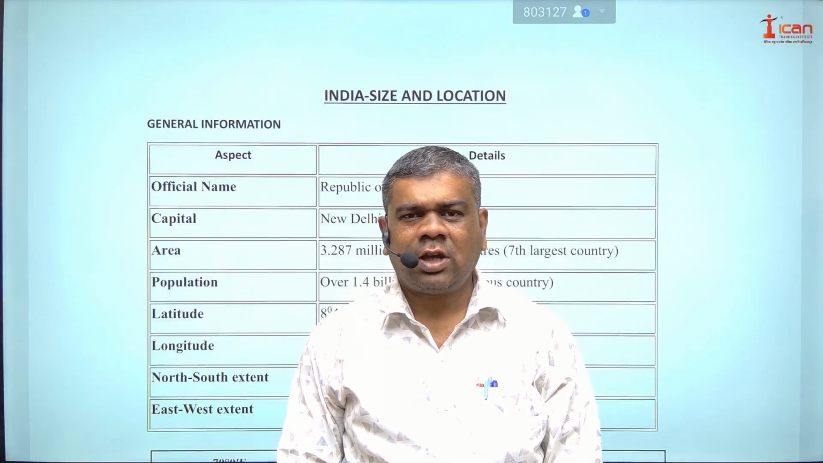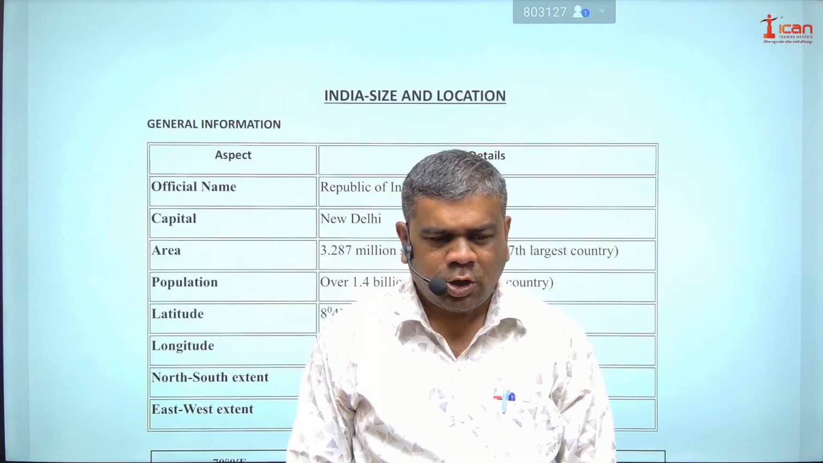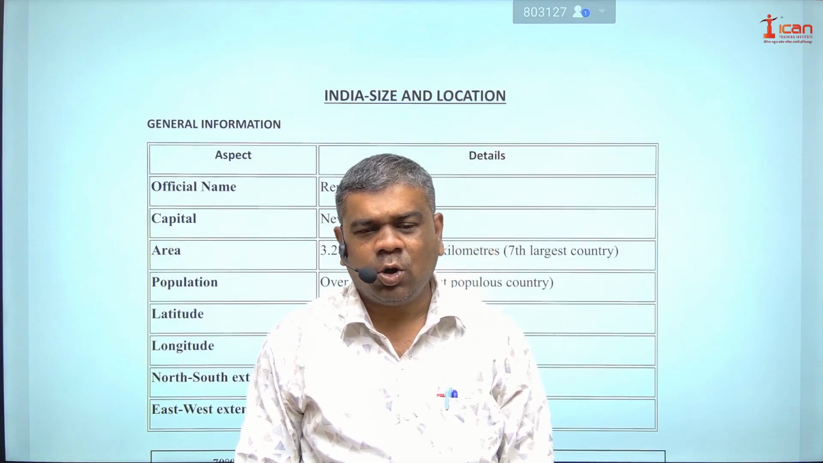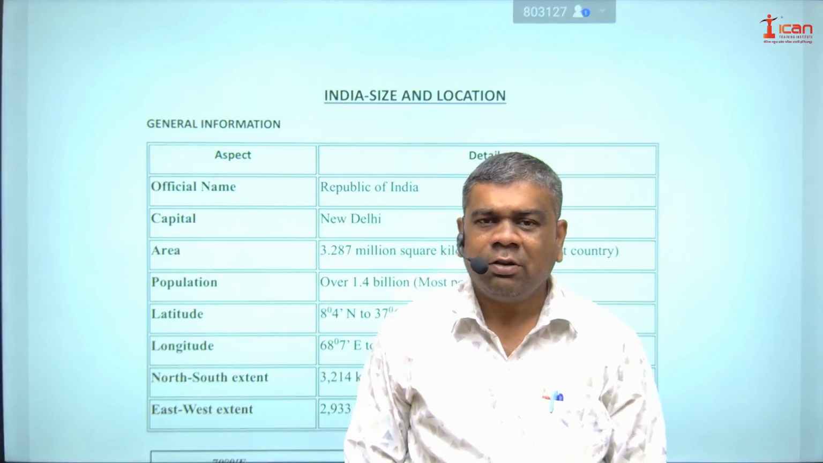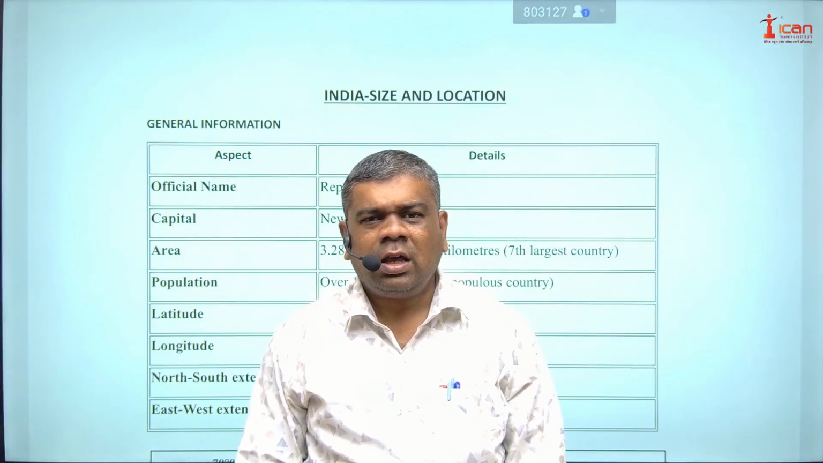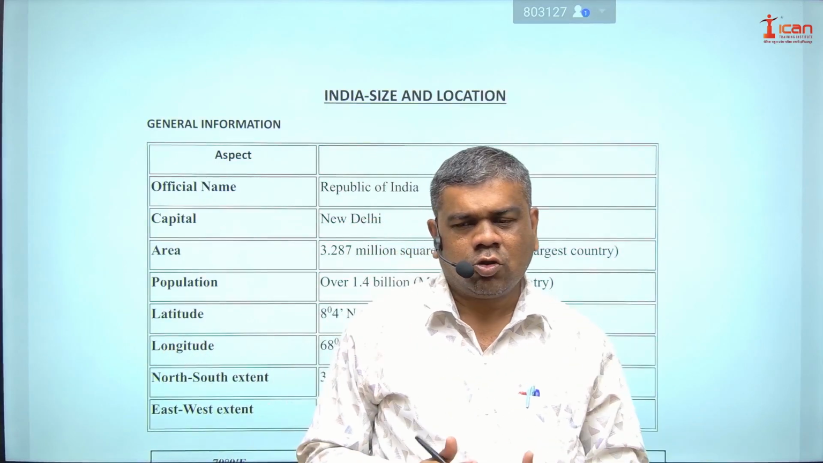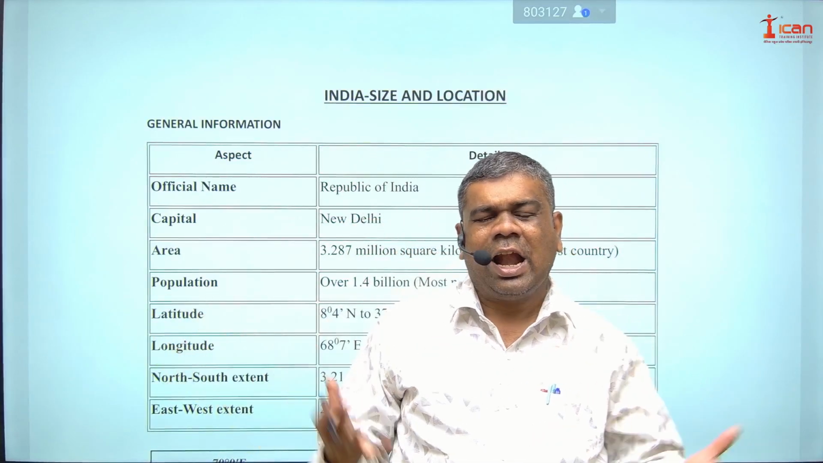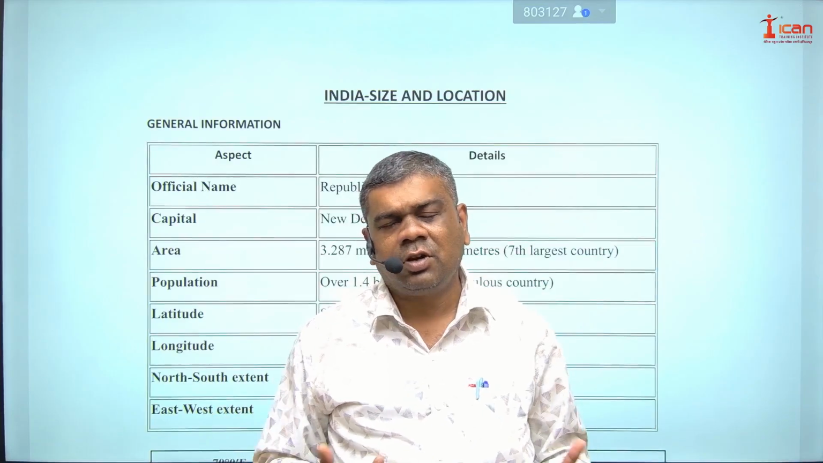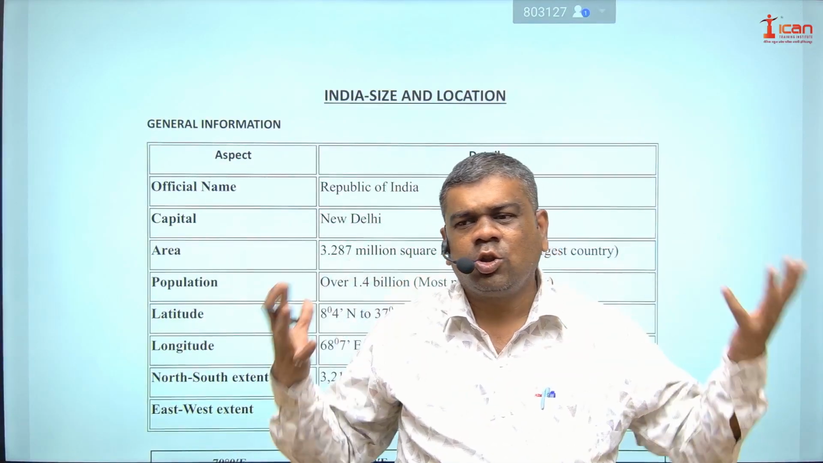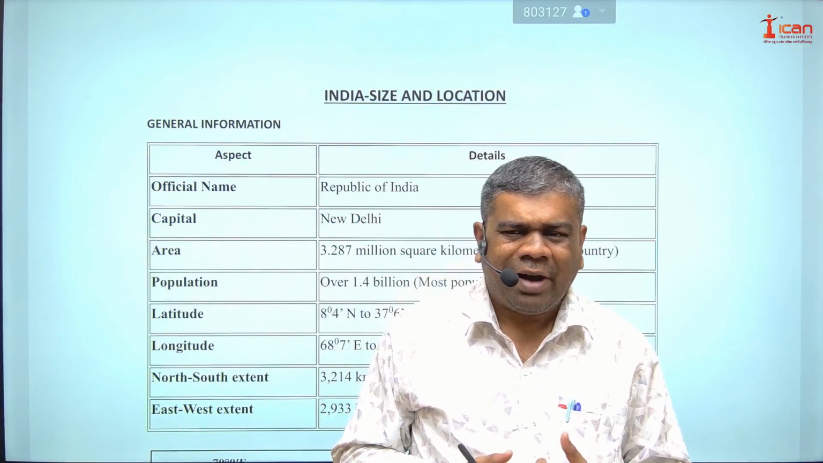My name is Nilesh and we are studying general knowledge. The topic for today is India, size and location. It is the first chapter that we are going to study. So what is size and what is location? Size is essentially the extent or the landmass that a country or an area covers. Location is where exactly on the globe or on the map we would find that country.